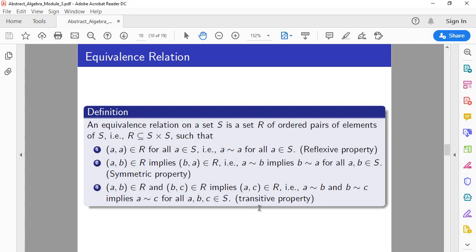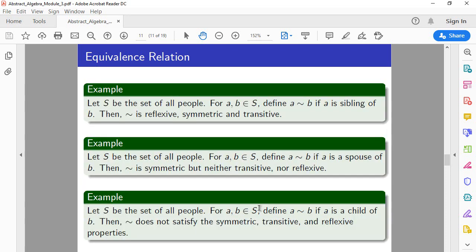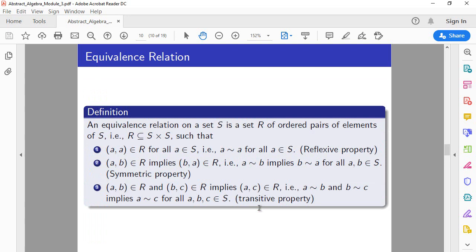So a relation R on S, remember, is just a subset of S cross S, and we call it an equivalence relation if it satisfies these three properties. That is, if the relation is reflexive, symmetric, and transitive, then we call that relation an equivalence relation. Let's explain this definition with examples.